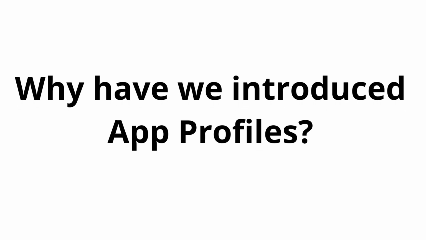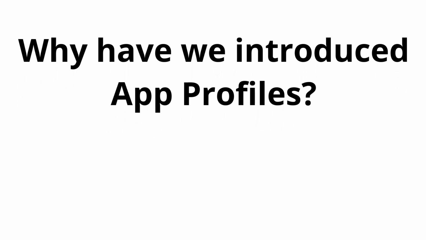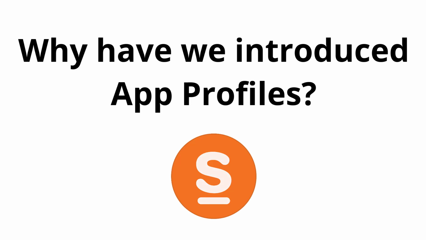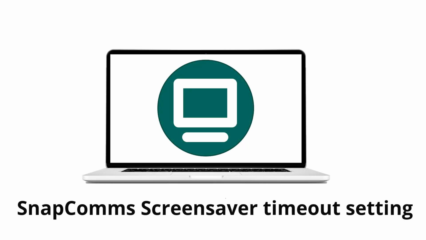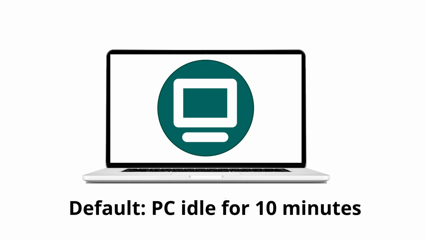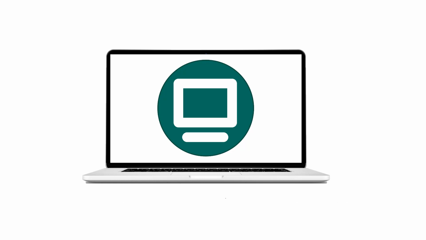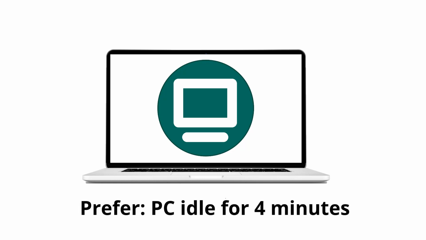Why have we introduced app profiles? We know from your feedback that in the early days of your SnapComms onboarding, as your organization tests and understands the behavior of the SnapComms app and tools, numerous app setting changes are often required. An example of a setting that you may want to change is the SnapComms screensaver timeout setting. The default app setting is that the PC will be idle for 10 minutes before the SnapComms screensaver takes effect. You may receive feedback from your staff that the 10-minute timeout is too long to leave screens open and that the screensaver should display after 4 minutes of idle time.